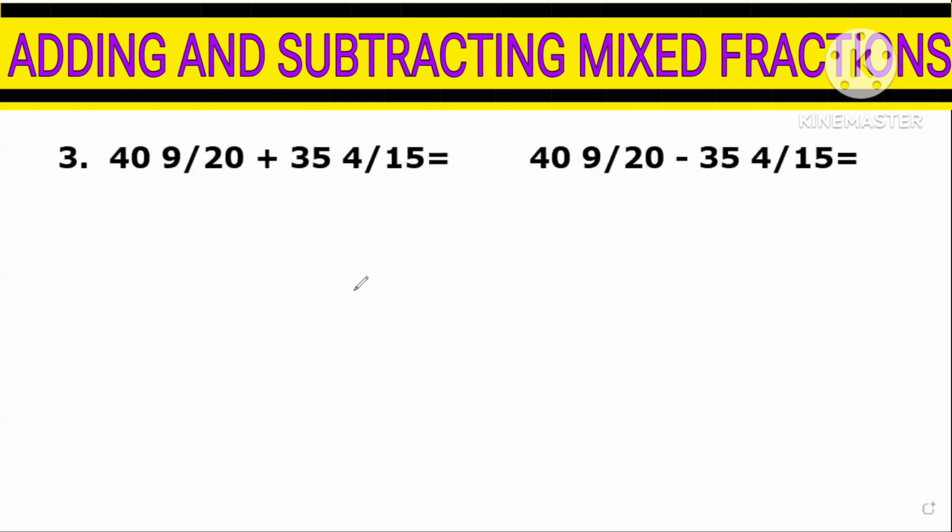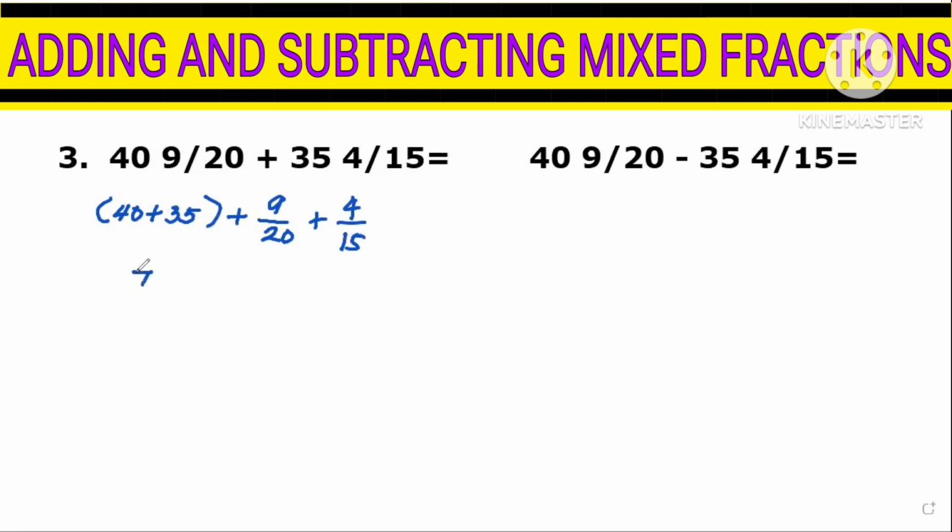So in the previous example, pinakita natin kung gaano ka-convenient yung pag-add ng mixed fractions by parts, no? So this time, papakita naman natin kung paano at anong pinagkaiba ng pag-add at pag-subtract ng mixed fractions at yung mga problemang pwedeng ma-encounter, especially when subtracting mixed fractions. So unahin natin ang addition. So adding this by parts, we have 40 plus 35 plus 9 over 20 plus 4 over 15.